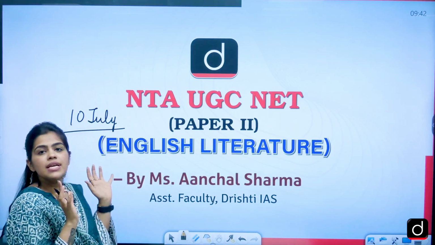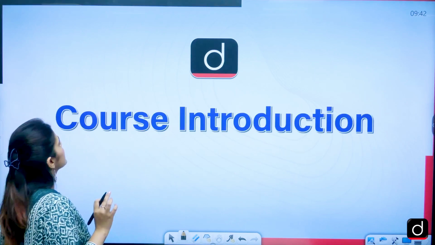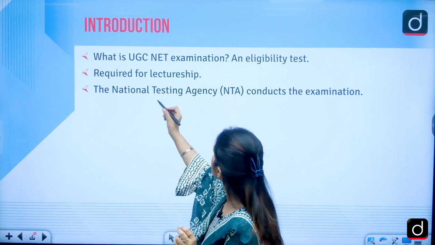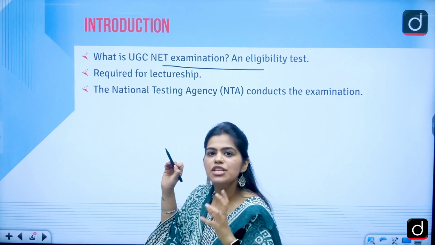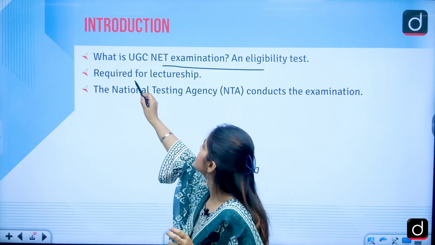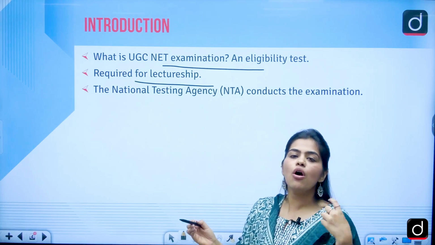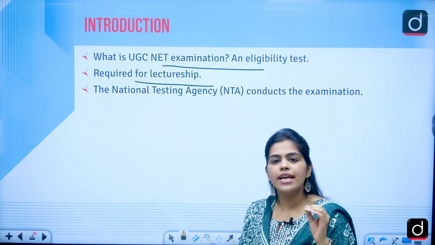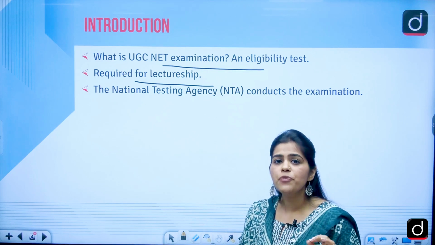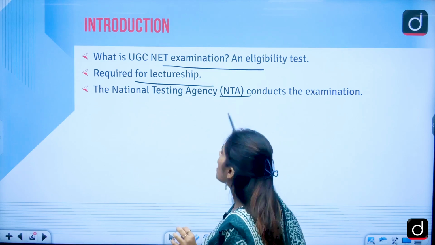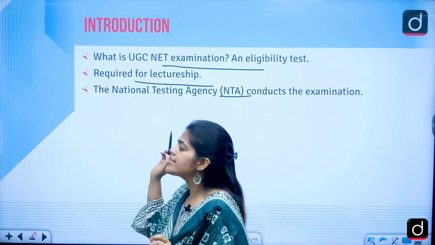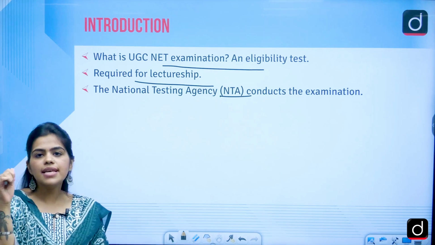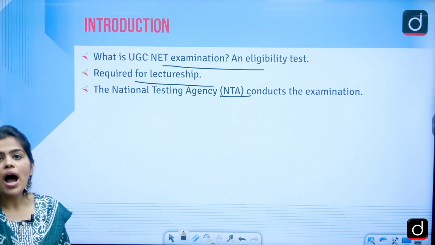Before starting, I'll tell you what UGC NET basically is. We all know that UGC NET is an eligibility test, and this eligibility test is required for you to take any job in any university or at any college. If you are pursuing lecturership, you need to qualify this exam of UGC NET, which is conducted by NTA. This is the agency that conducts the paper. It is the National Testing Agency that conducts the examination twice a year. So you have two exams in it.